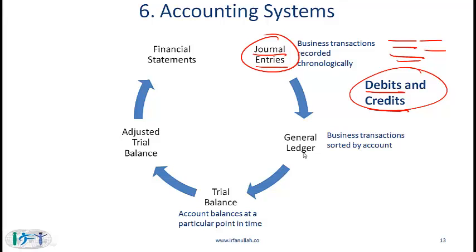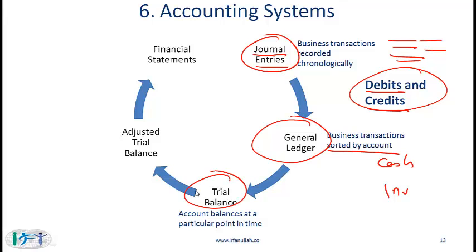Journal entries are then categorized or organized or sorted by account in the general ledger. So all transactions related to cash will be shown in the cash account, transactions related to inventory will be shown in the inventory account, and so on. The general ledger is then used to create the trial balance.